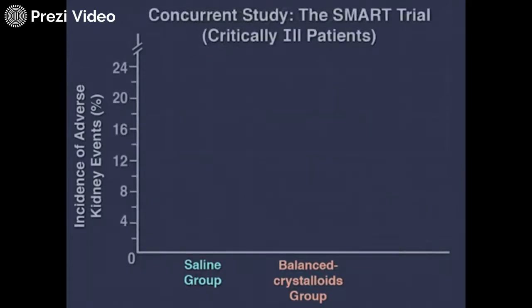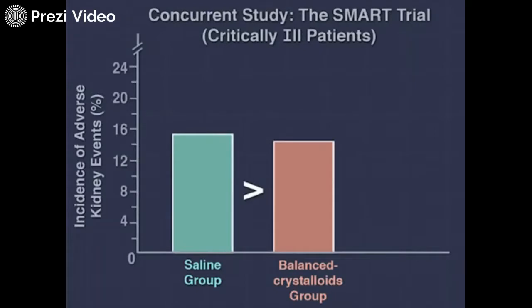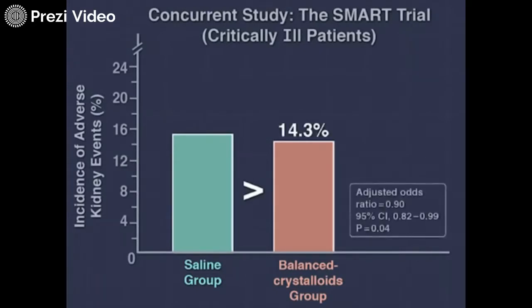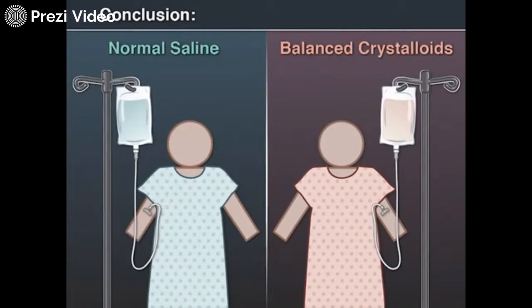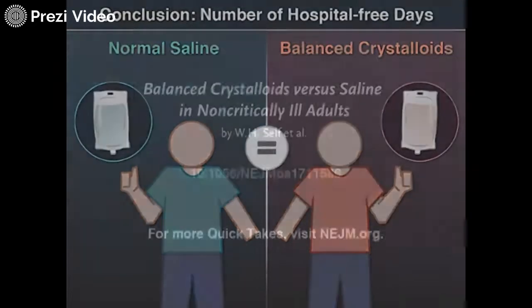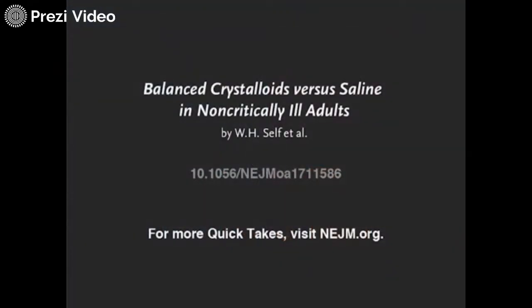A concurrent study performed among critically ill patients also showed a reduction in major adverse kidney events within 30 days, 14.3% with balanced crystalloids versus 15.4% with saline. The authors conclude that among non-critically ill adults, balanced crystalloids and saline resulted in no difference in hospital-free days. Full trial results are available at nejm.org.